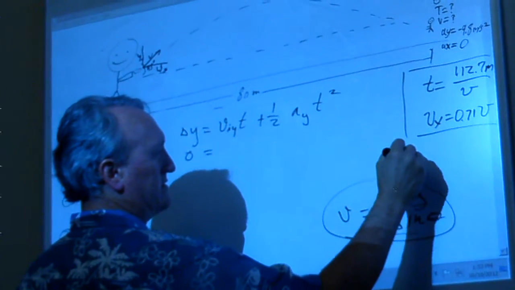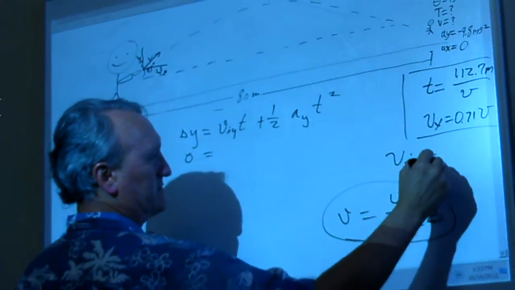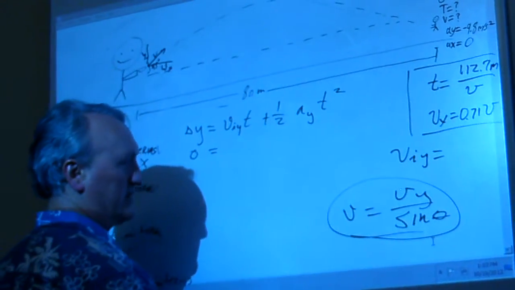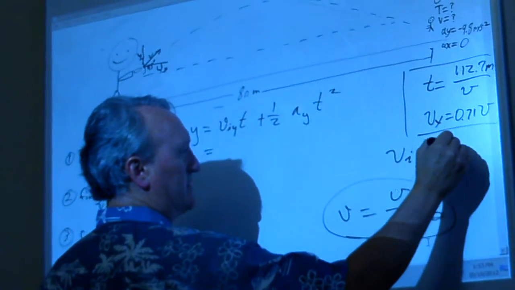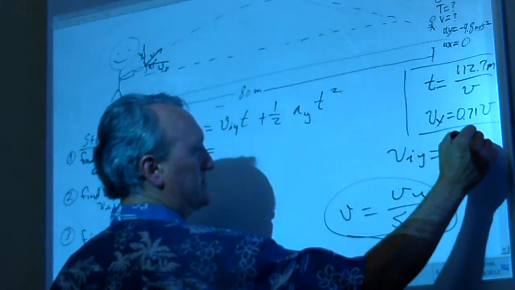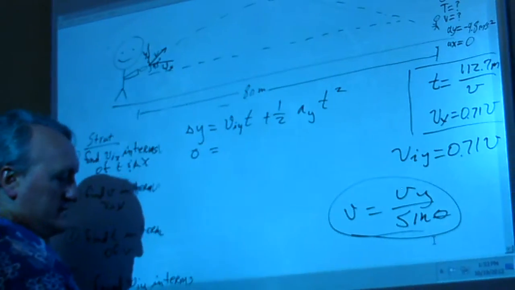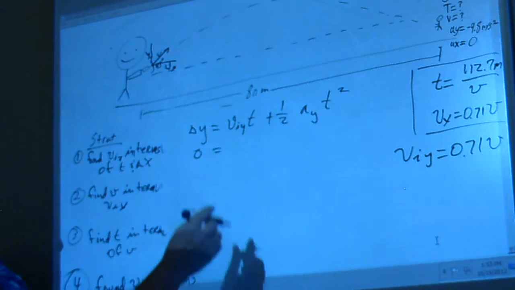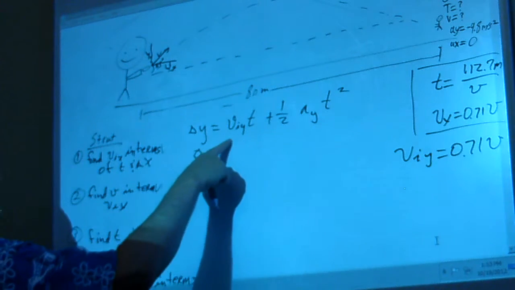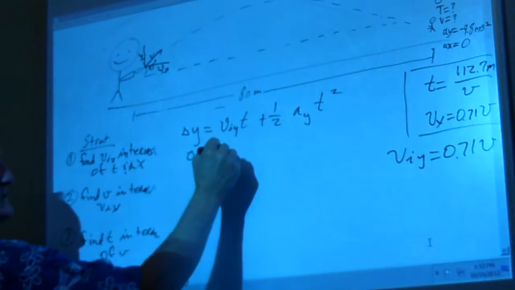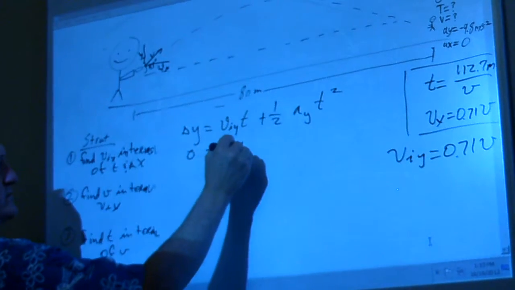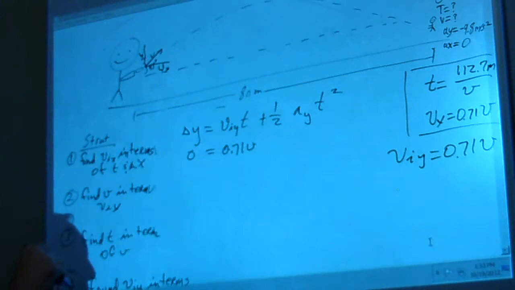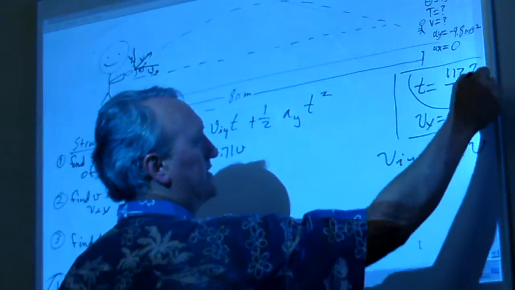V_iy is what? V times sine theta, which was... what's sine theta? 0.71. Times V, right? Figured that out a minute ago. So we know V_iy times T, right? So we got 0.71 V. What's T? We figured T out over here, right?